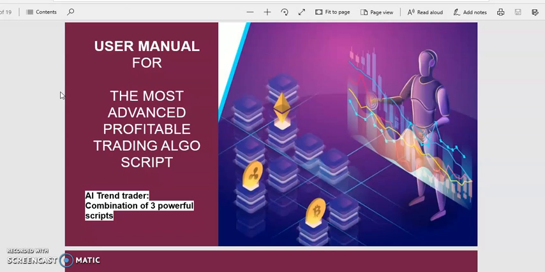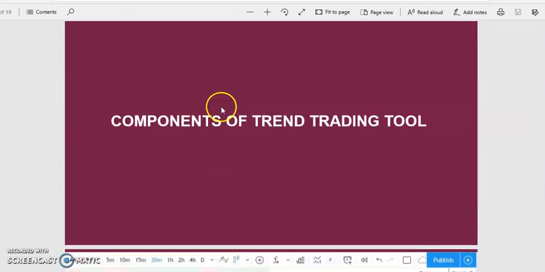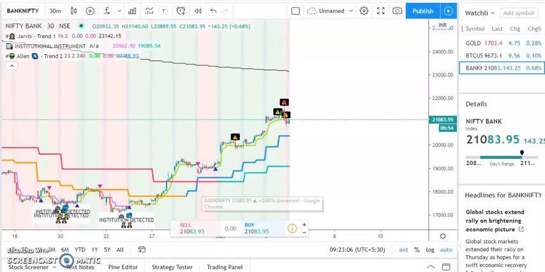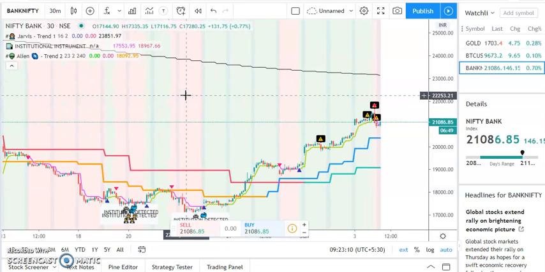Okay, so this video is for you to use as a guide to effectively trade using the AI Trend Trader. How to use the AI Trend Trader tool and how you can get profitable trades from it. So first of all, let us understand what the components of this tool are. When you purchase this indicator, you'll get three different indicators.